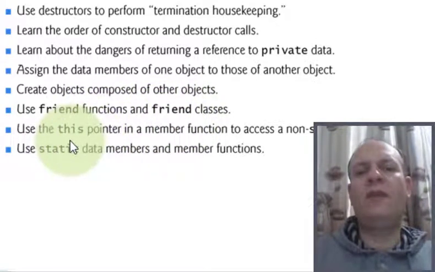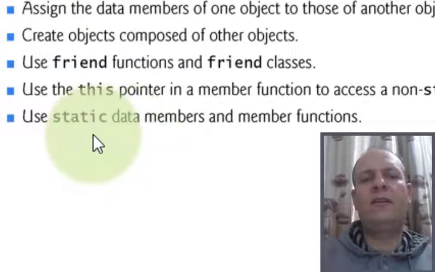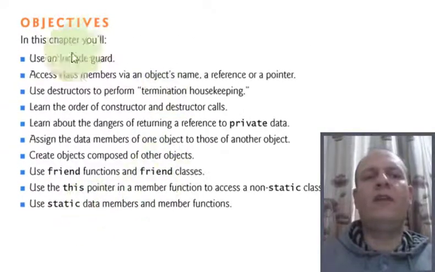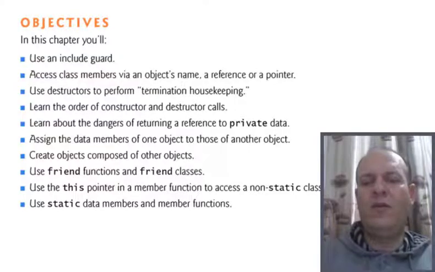Then we will talk about the this pointer. How can we use it? What is the this pointer and how can we use it? Finally, we will discuss the static data members and the member functions. So we have about 10 main topics. We will discuss all of them one by one.